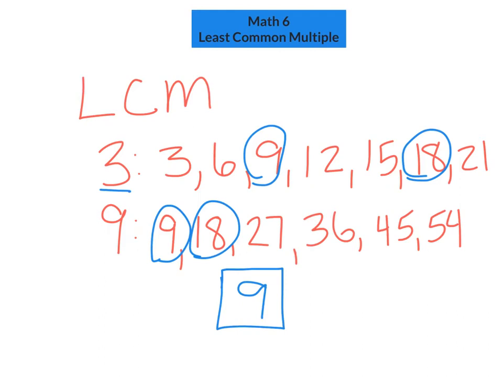Alright, so let's do a couple of these. You should be writing all this in your journals if you haven't. Title it Least Common Multiple. Let's go ahead and write the definition. I don't think I had you do that in the beginning.